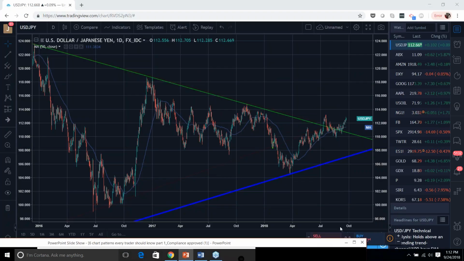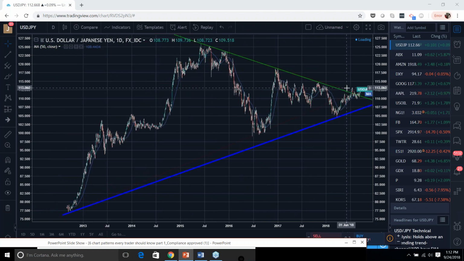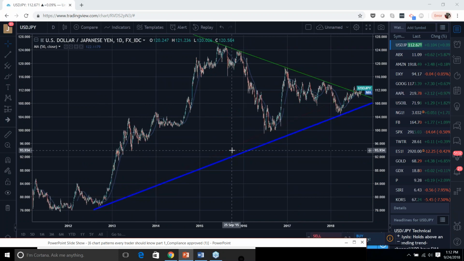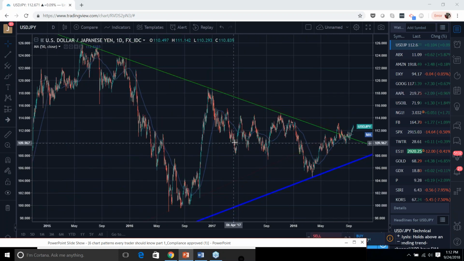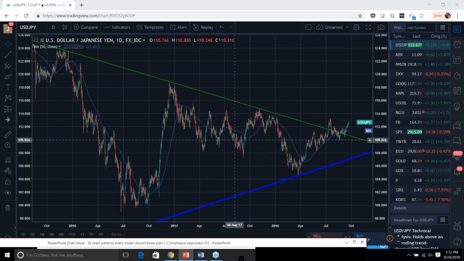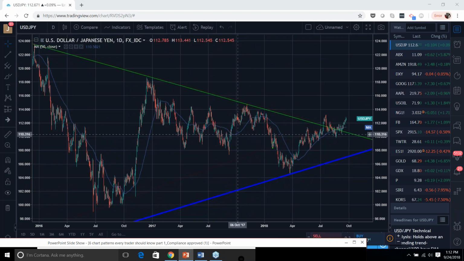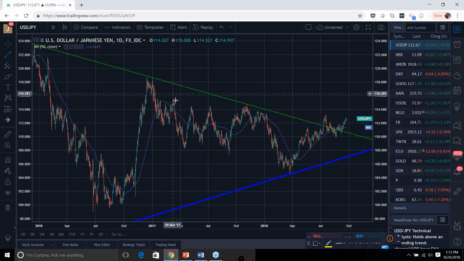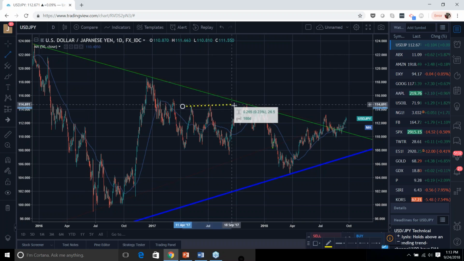So let's look for some patterns here. I trust everyone can see my screen. We're looking at dollar yen. And we have a good setup here. And I'm just going to keep this pretty live here as we look at some patterns here.